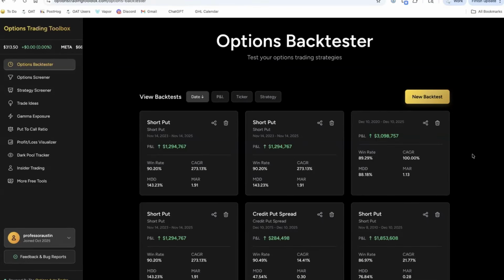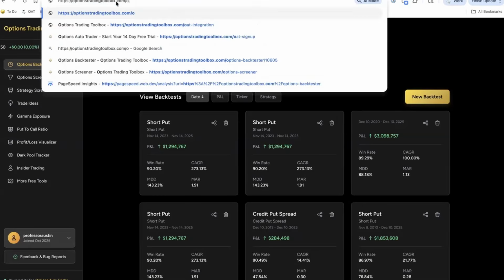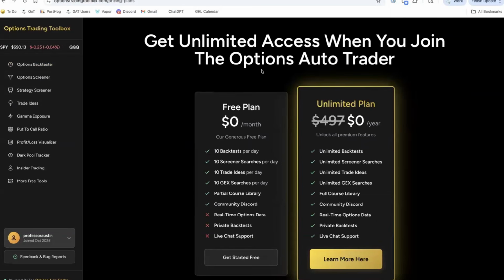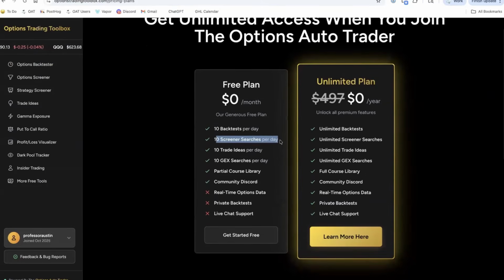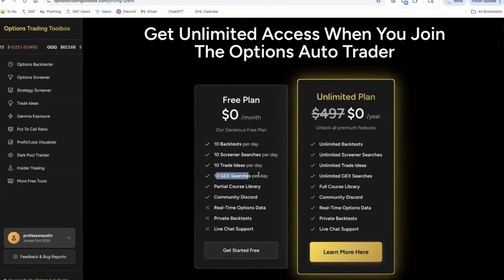Terry says, can you show me the free limits again? Thanks. Yeah, of course. The free limits, again, most of you guys won't hit. They're also daily limits. So underneath pricing plans right here, 10 backtests per day, 10 screener searches per day, 10 trade ideas per day, 10 GX searches. That's basically the free plan, which again, I expect 95% of you guys to be able to use this tool with no problem, never hitting the limits. If you do, no worries, they reset every single day. So you can come back every single day and reuse it.